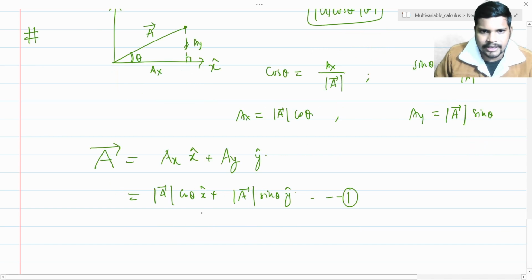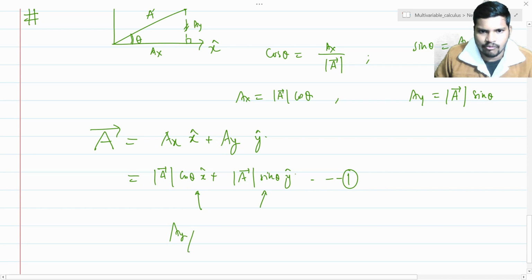Now you can take a ratio. Let us say what happens to ay by ax. If you take the ratio ay by ax, the magnitude gets cancelled out, and you end up with tan theta, because sine theta over cos theta is tan theta.